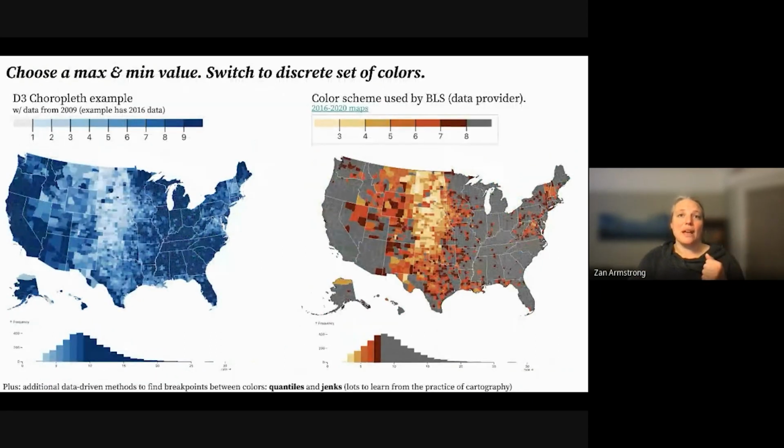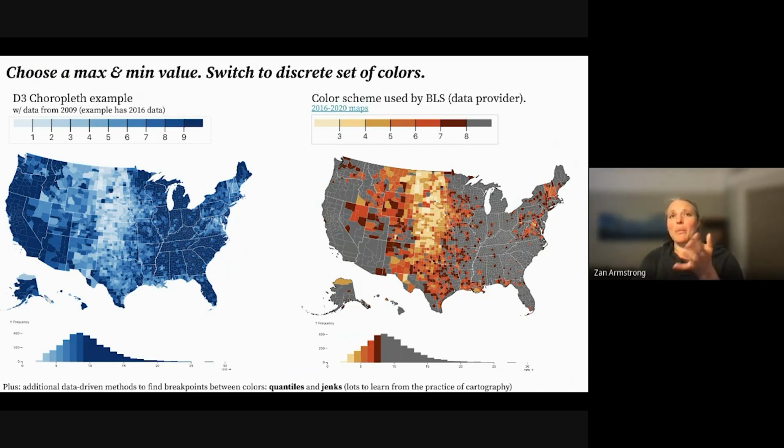And this is actually what's done with both the D3 choropleth example and the color scheme used by the data provider in their own set of maps. In both cases, they actually choose a min and max, and then also choose a set of discrete buckets between that min and max.